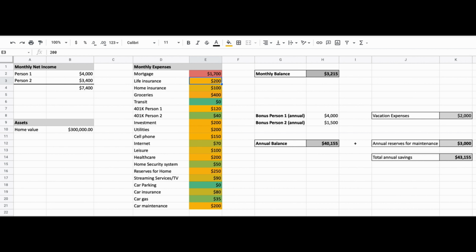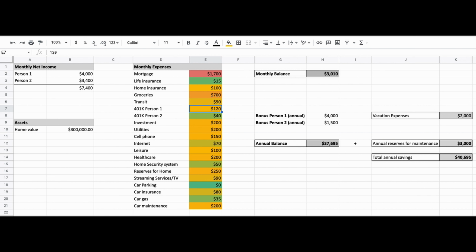This line over here in row number 5, grocery expenses. So anything that you spend on grocery shopping every month would be here. Transit, what you spend on bus, what you spend on subway. So any mobility that you need in your town would be here.